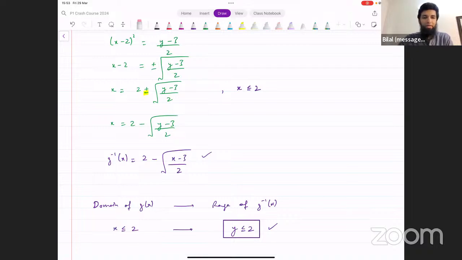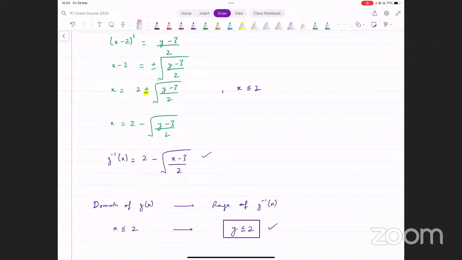Okay, so tomorrow then we are going to be doing composite functions. We'll discuss how to find composite functions and also how to find the domain of composite functions, range of composite functions. There are some properties that we need to know about those two things. That is what we will be discussing tomorrow, inshallah.